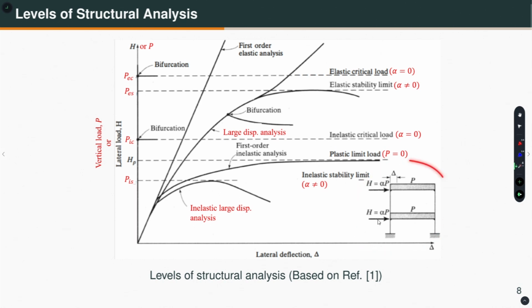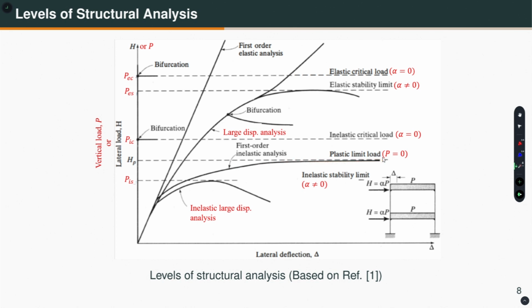So, imagine that I am pushing it with this lateral load, okay, and then plastic hinges are forming at the ends of the beams, okay, at the ends of the beams and at the base of the column. So, then it forms a mechanism, is not it? So, then I can show the lateral load versus delta relationship is something like this. This asymptotically approaches the plastic limit load.